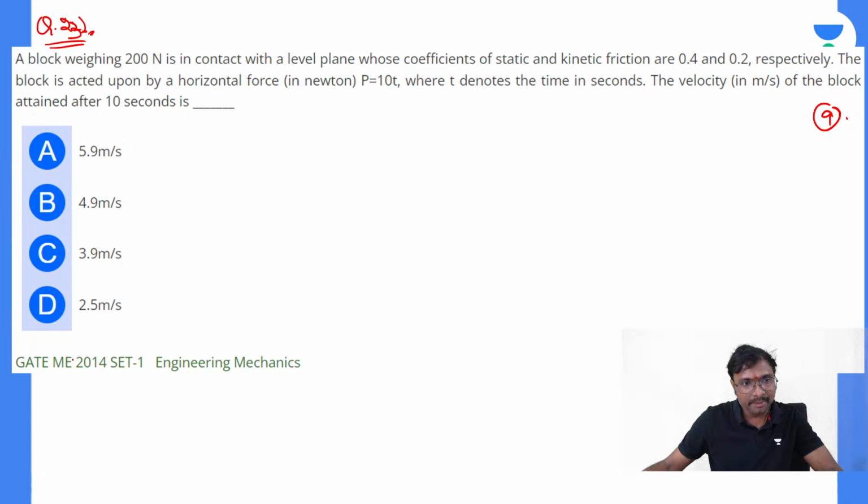So this is a GATE Mechanical Engineering 2014 Set 1 question. If you just observe, shall I solve it directly? Otherwise, everyone? Okay.